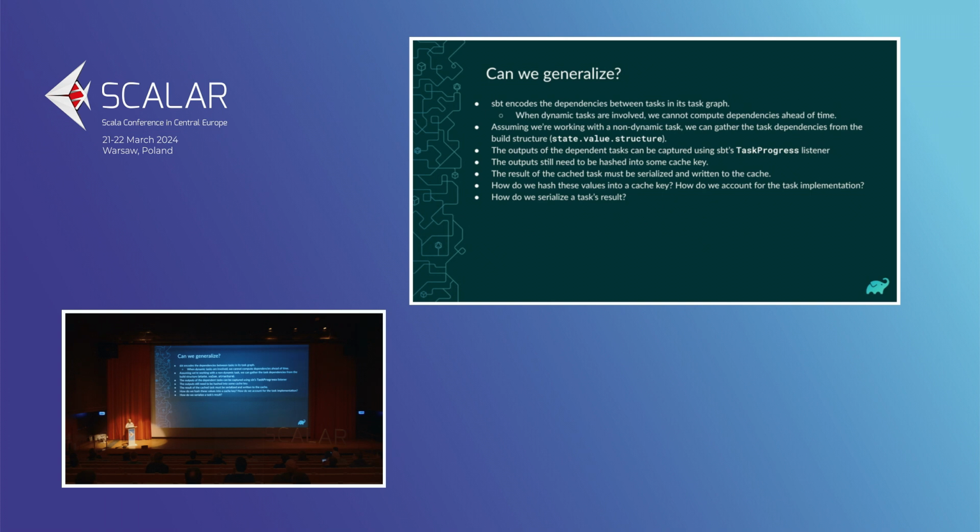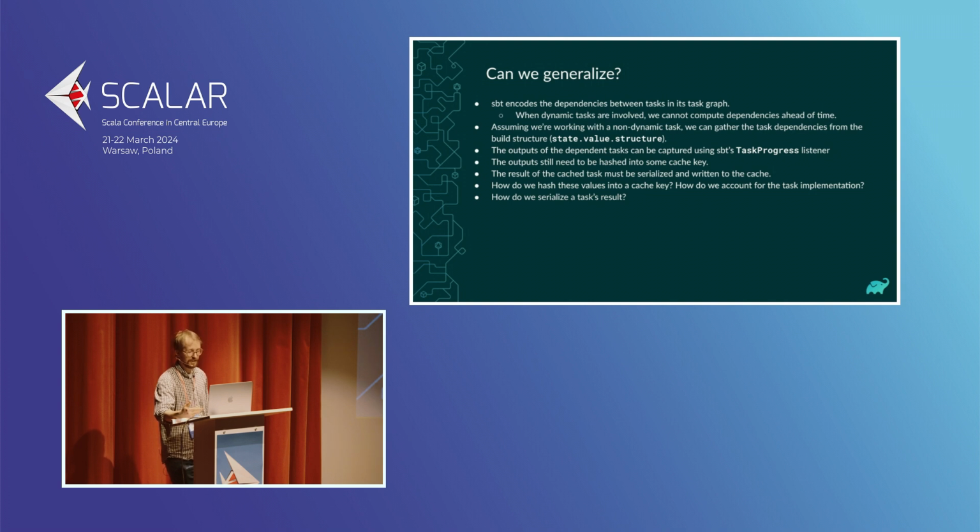SBT has this task graph that I'm sure you're familiar with. And SBT knows ahead of time what tasks are going to be executed when you execute a normal task. With dynamic task, it's a bit different because the tasks to be executed are going to be chosen at runtime based on some condition. But if we assume only that we're working on non-dynamic task, we can gather the dependencies from the build structure. So this is something that's available to us in SBT. You can look in the state, you can get the structure.